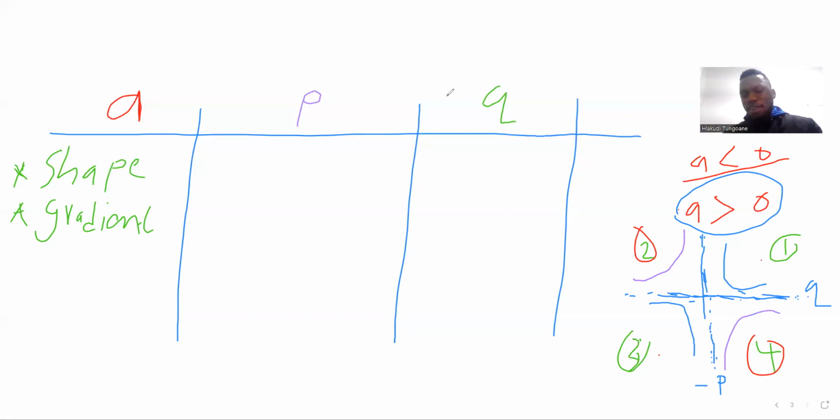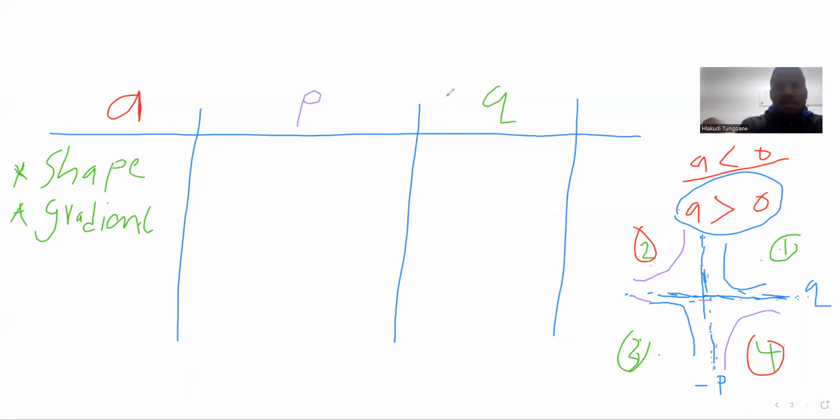And bear in mind that the graph can never touch these lines. These lines are lines of asymptote, the lines where the function is undefined. You cannot take those values. But the important point to note here is that the sign of A tells you whether the graph is going to be between the first and third or the second and fourth.